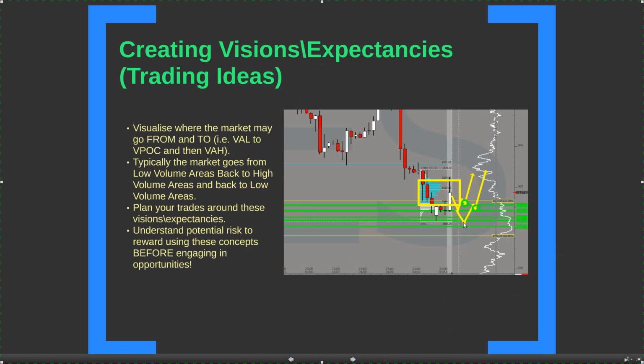So what I'm doing here with these yellow arrows, these are what I call visualizations ahead of time. The market is trading somewhere else, but what I'm doing is mentally rehearsing, visualizing what the market's going to do before it does it. And this is where I get to trading ideas. So now we've understood some basic concepts. Now, how do you form those basic ideas, those concepts? Plan your trades around these visions and expectancies.